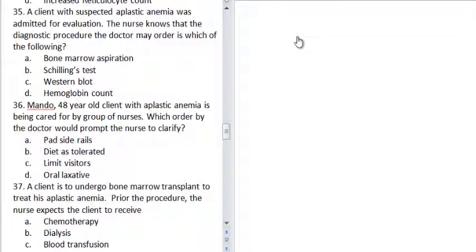Number 35. A client suspected of aplastic anemia was admitted for evaluation. The nurse knows that the diagnostic procedure the doctor may order is which of the following? We all know that aplastic anemia is a disorder of the bone marrow. Therefore, the diagnostic test should be something that would check the bone marrow, and the answer is letter A.